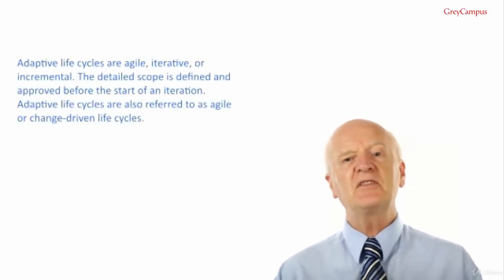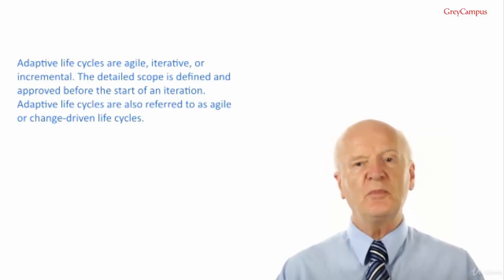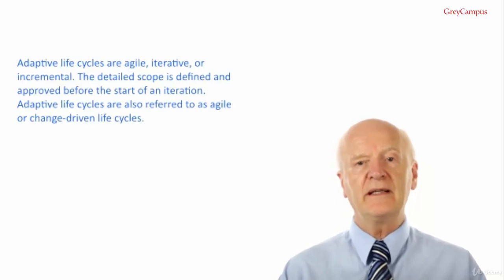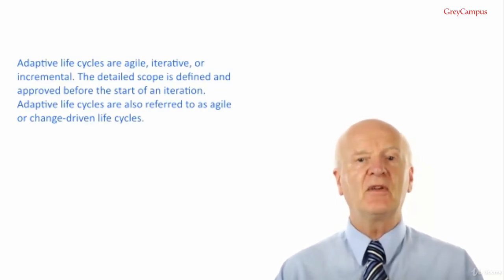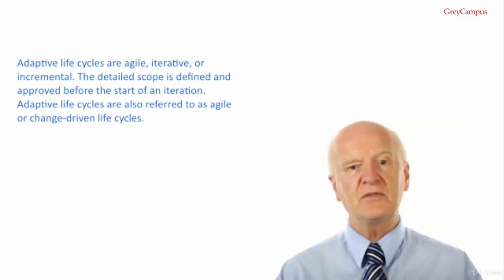Adaptive life cycles are agile, iterative or incremental. The detailed scope is defined and approved before the start of one iteration. Adaptive life cycles are also referred to as agile or change-driven life cycles. This type of life cycle is fast moving, and though it's far removed from the waterfall, when you're managing an adaptive life cycle project, it can feel like you're in that little canoe plummeting over a waterfall.